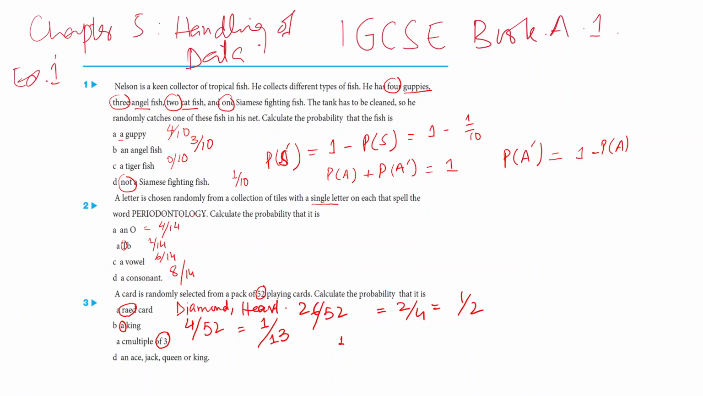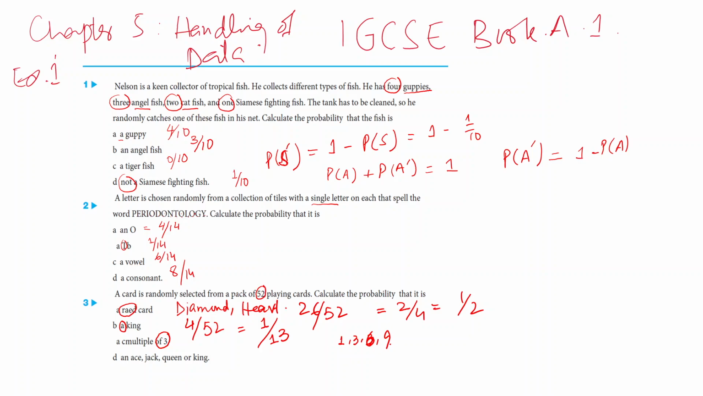Like 1 is a multiple of every number, and 3 is a multiple of 3, 6 is a multiple of 3, 9 is a multiple of 3. So 1, 2, 3, 4, there are 4 cards that are multiples of 3.